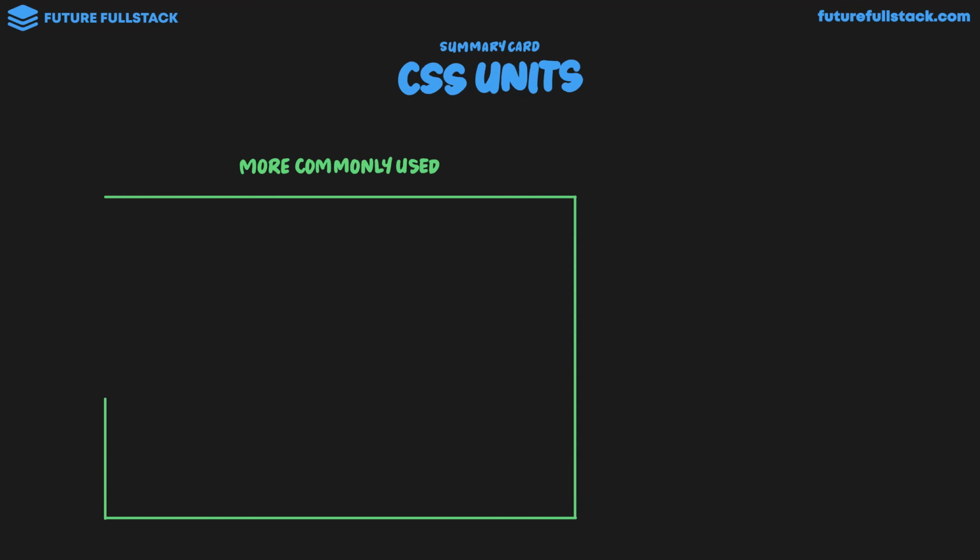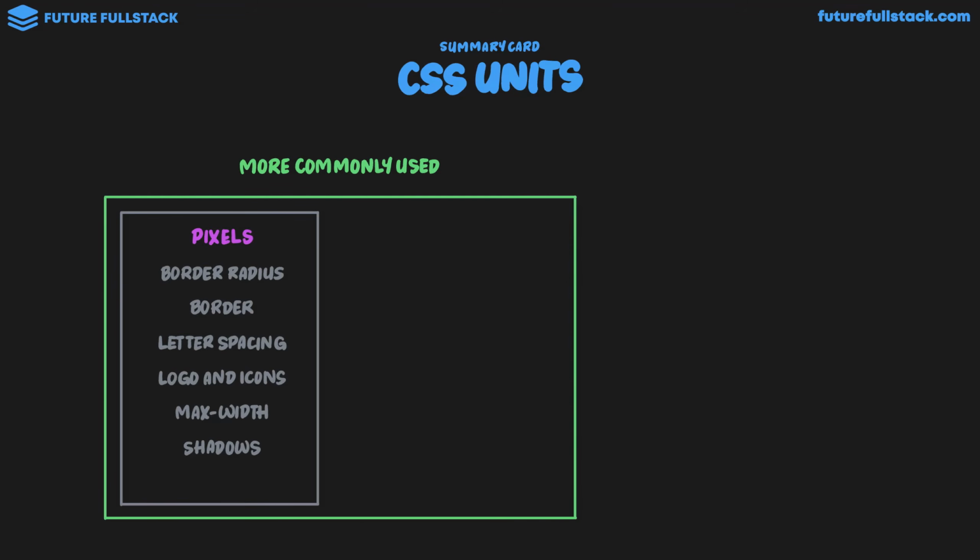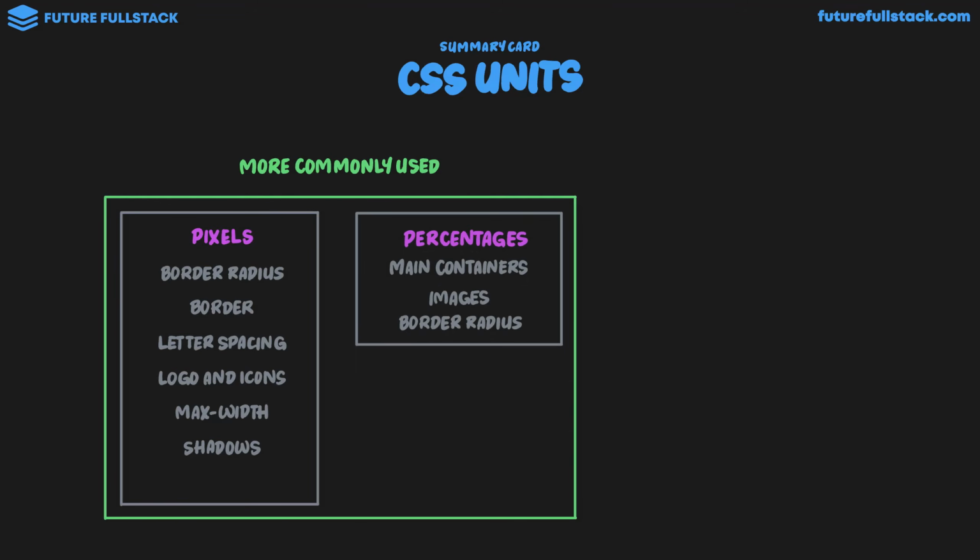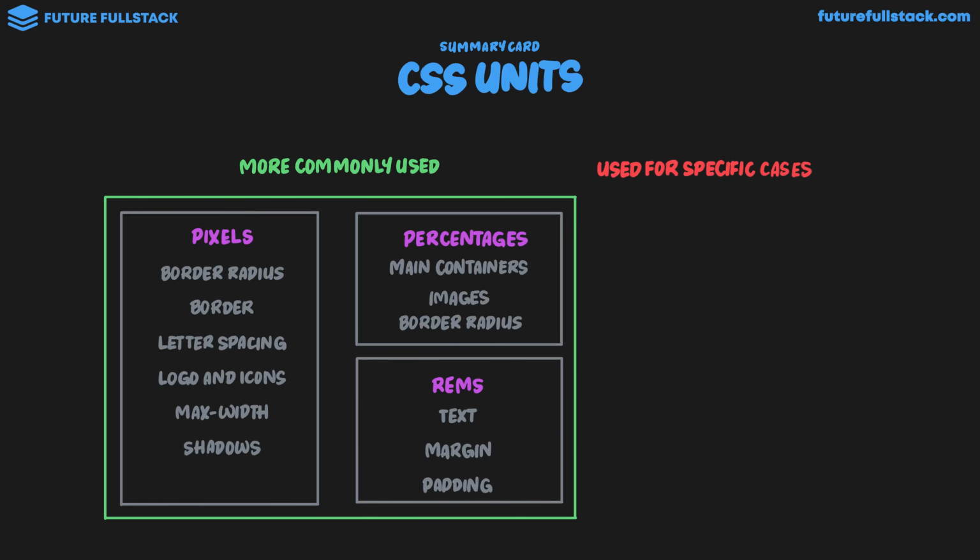So let's wrap up the theory of this video by building a summary card. Now for this summary card, I want to focus on rems and EMs in the context of CSS units. So let's first look at the more commonly used units in CSS. They include pixels, which are using the properties listed here, percentages, which are using the properties listed here, and rems, where rems is commonly used on text, margin, and padding.